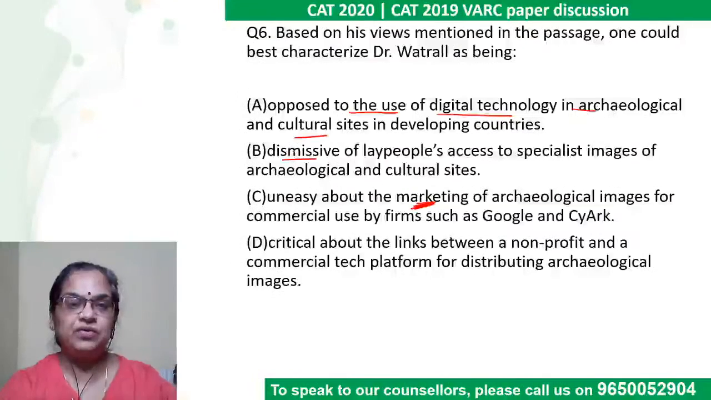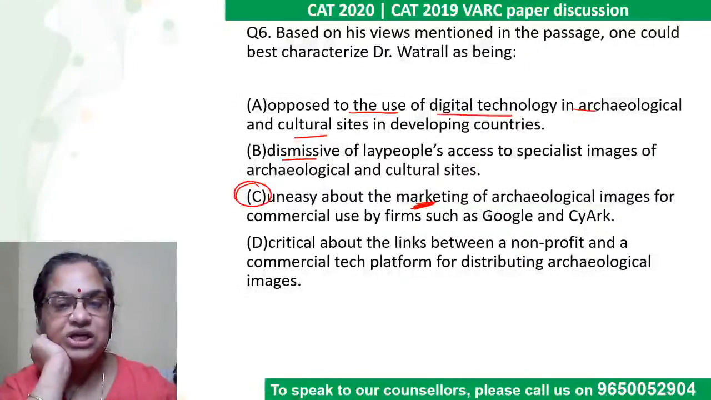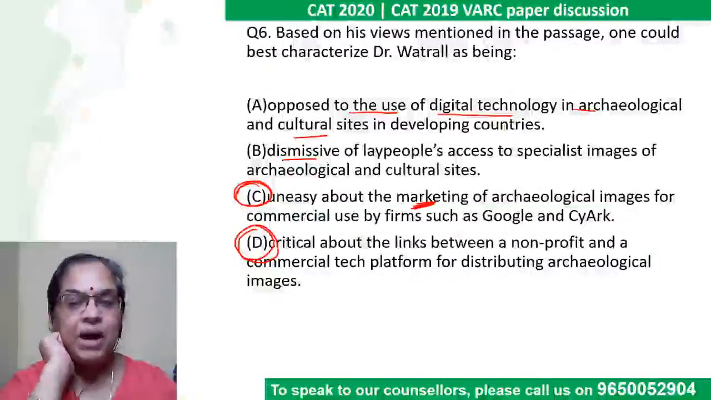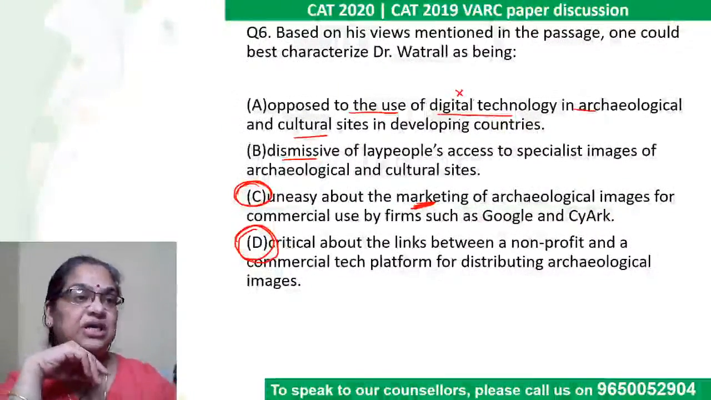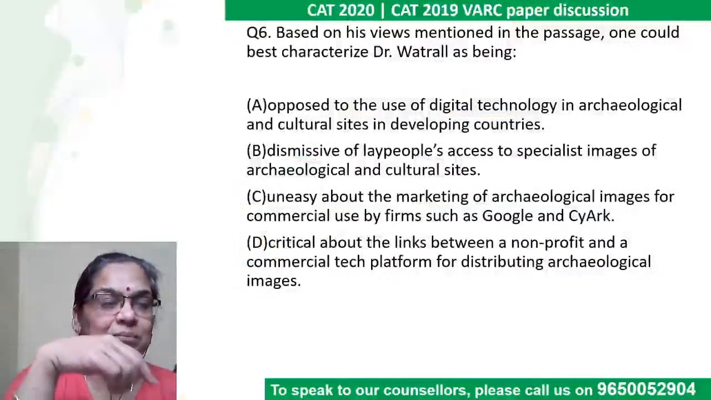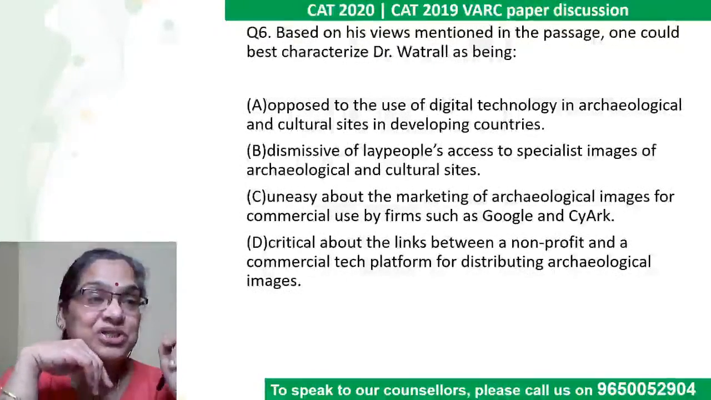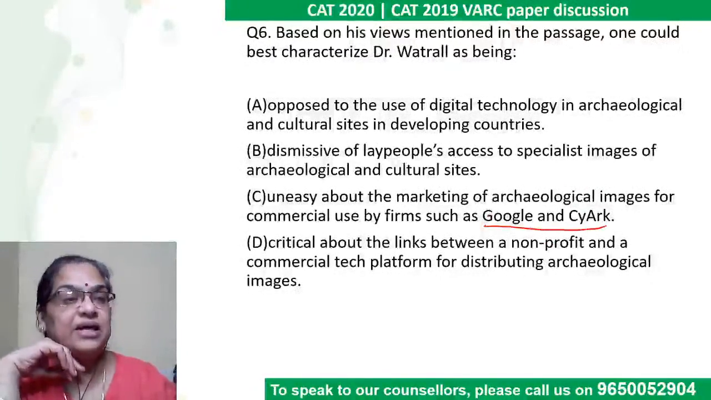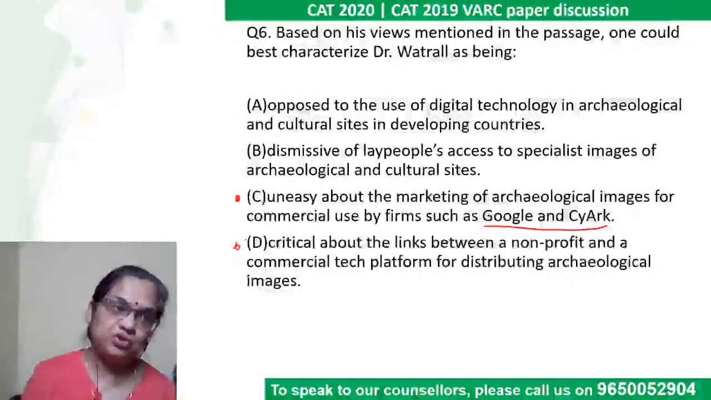So question is, is Wottrell uneasy about the marketing of archaeological images by firms, or is it D, critical about the links? No, he is not opposed to the use of digital technology. It's not A, Shrija, because his opposition is not to the use of digital technology. His criticism is about this Google CyArk relationship. So is it C or is it D is what you have to look at.